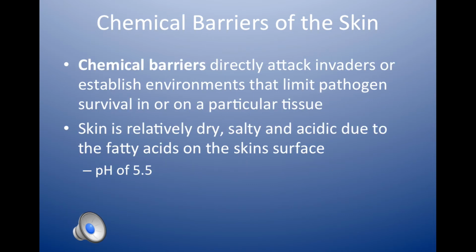Chemical barriers directly attack invaders or establish environments that limit pathogen survival in or on a particular tissue. Skin is relatively dry, salty, and acidic. It has a pH of 5.5. All of these things create a hostile environment for the pathogens, and so they struggle to thrive in it. The chemical barrier maintains the moisture and acid mantle of the skin. This inhibits the growth of bacterial pathogens.